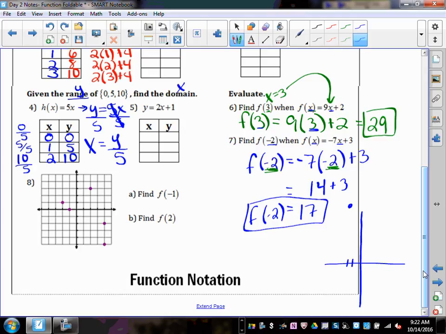Alright, so let's finish up with number 8 here. Find f of negative 1. Negative 1 is my x value. So look at your graph. Go to x is negative 1. What is your y value here? 0. So it just equals 0. Letter B. Find f of 2. And x is your 2. So go to x equal to 2. What is your y value? 3.